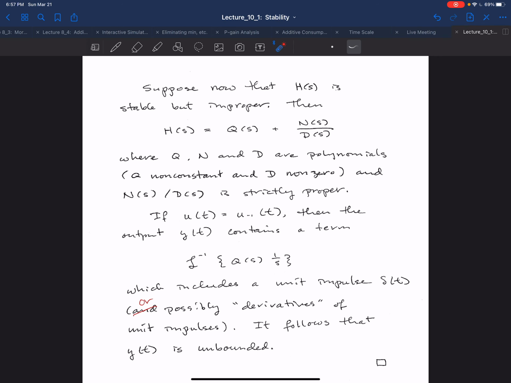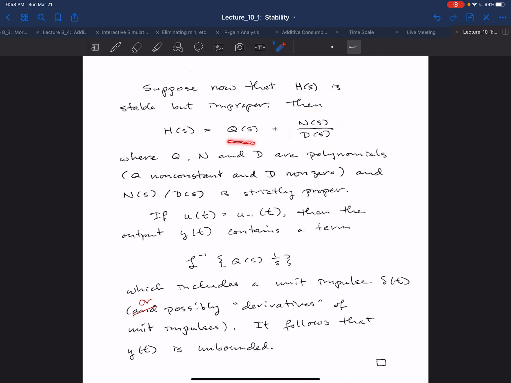So let's suppose that's not the case. Suppose the transfer function is stable but it's not proper. If that's the case, then we can decompose the transfer function H(s) this way. We can have a term N(s) over D(s), and let's suppose that this is a strictly proper term.